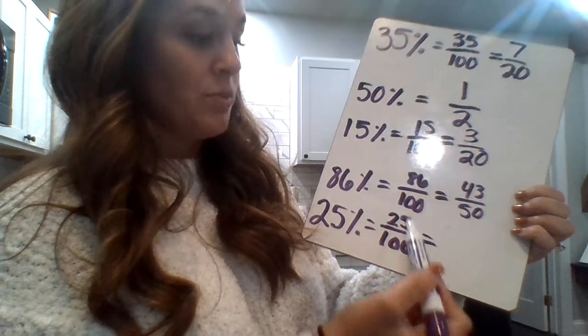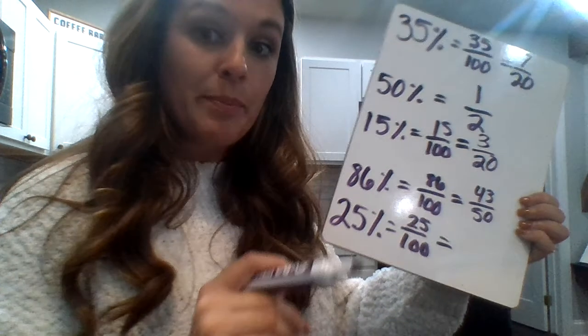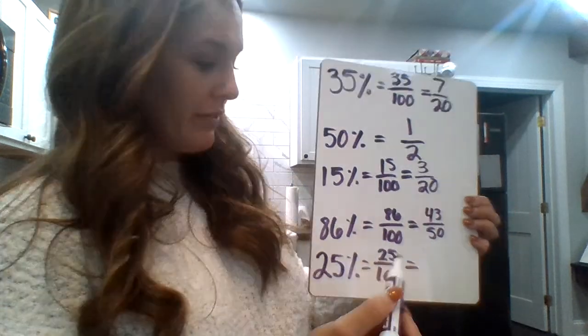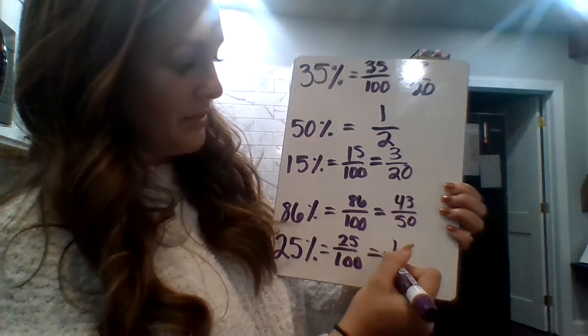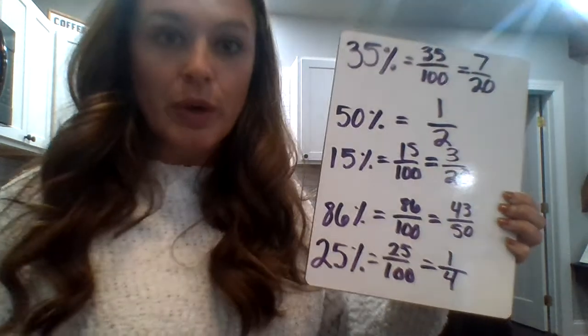25% equals 25 over 100, but reduced, you can divide the top and the bottom. If you know anything about money, you can divide the top and the bottom by 25. So 25 divided by 25 is 1. 100 divided by 25 is 4. So 25% is the same thing as a fourth. Okay. Moving on.